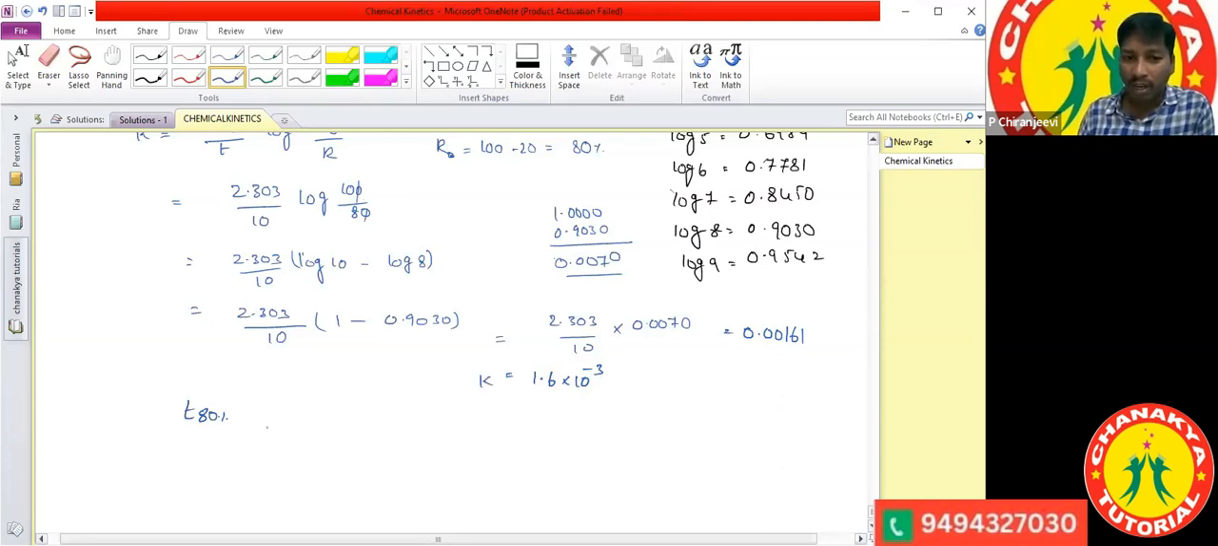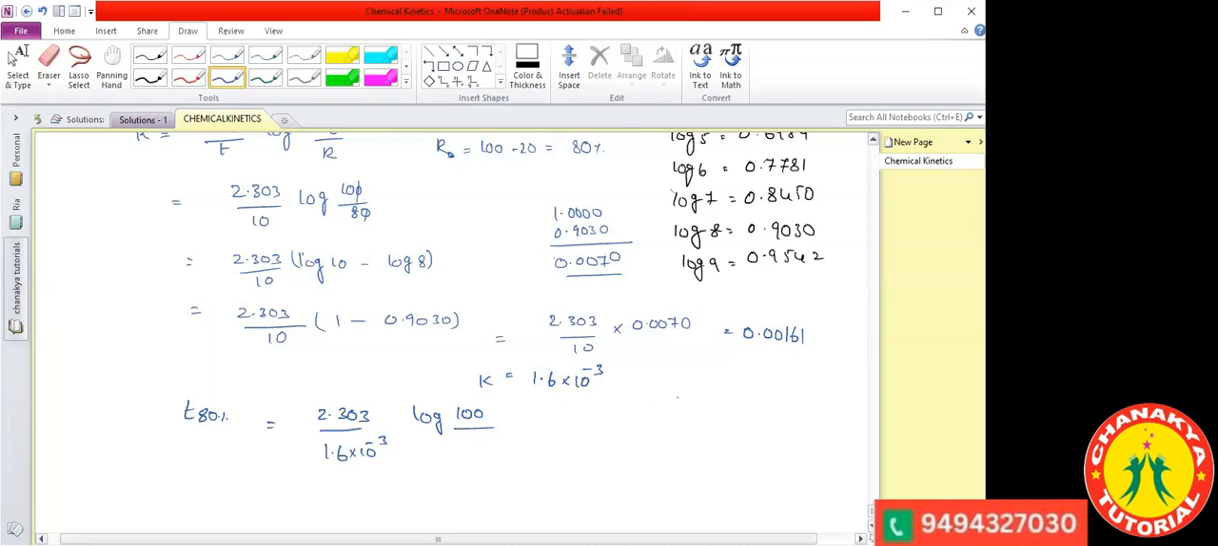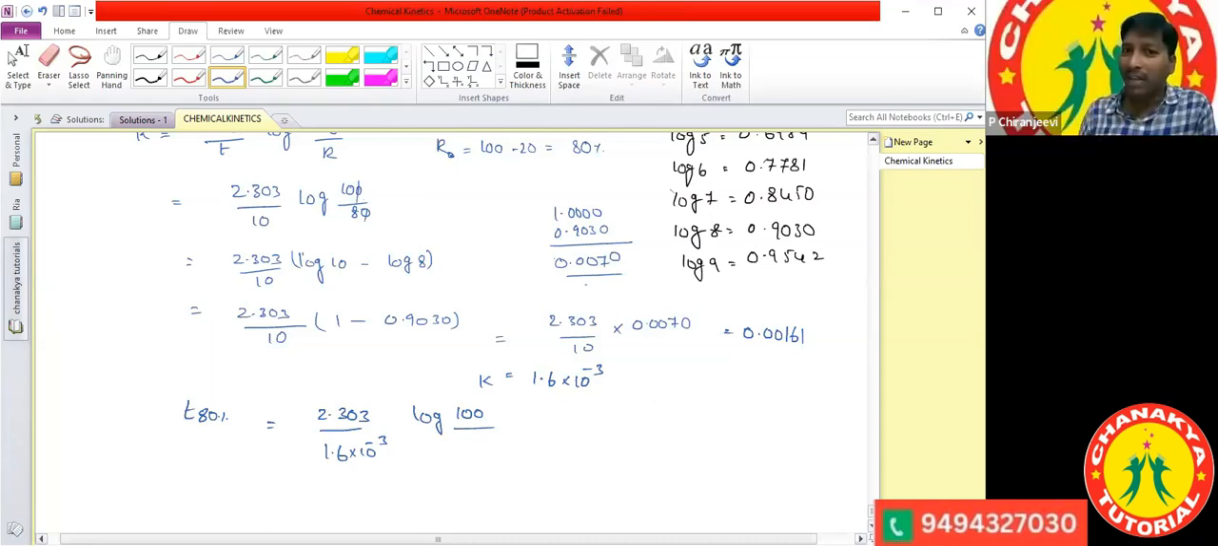So for 80%, now what is the formula? 2.303 divided by K value we got. What is the K value? 1.6 into 10 power minus 3, and log of initial concentration. Initial concentration is 100. Okay, and what is the final concentration for the second step? 80? They had already given 80%. What is the question they're asking?